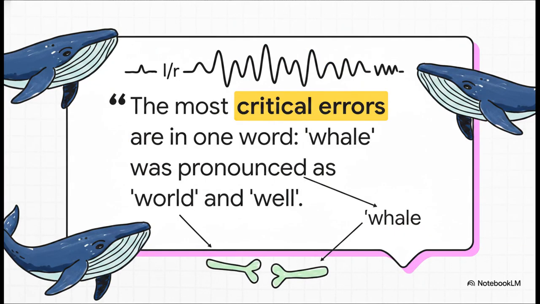So, here's the main takeaway, the most important point. The most significant challenges, that R versus L confusion and the flattened A sound, are all wrapped up in the mispronunciation of just one word, whale. It's a perfect example of how focusing on one high-leverage word can actually solve multiple problems all at once.